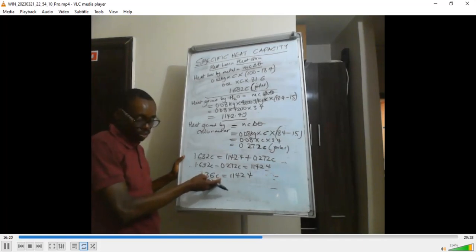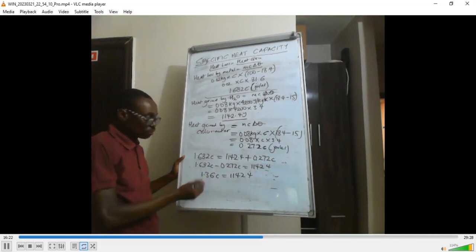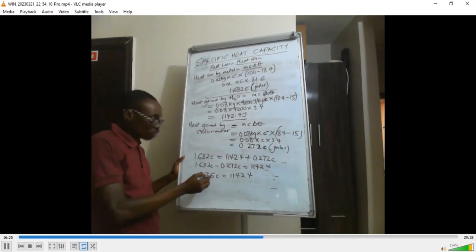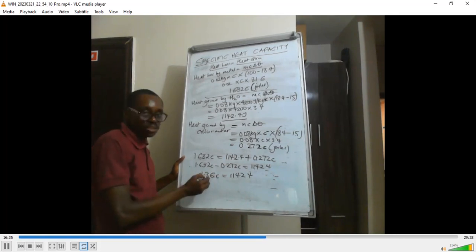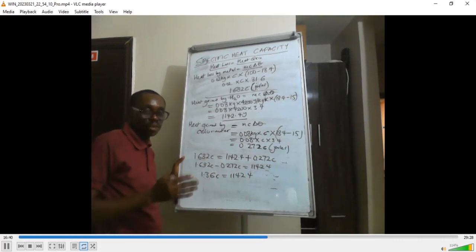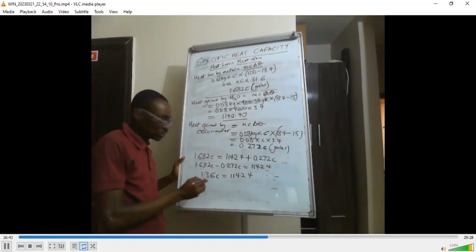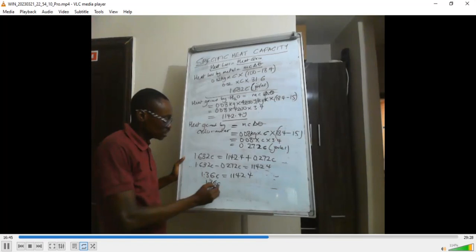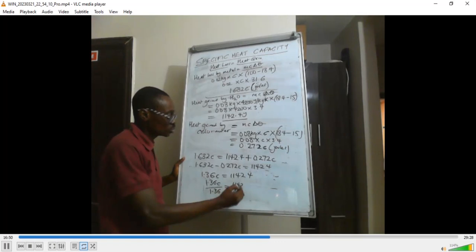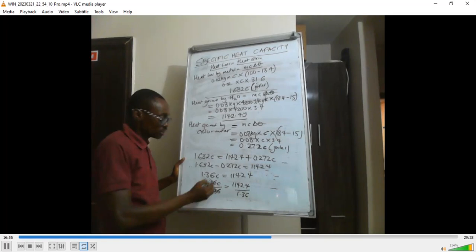How do we solve for C? We have to divide both sides of the equation by 1.36. So you have to do away with this 1.36. This thing is the same as 1.36 times C. So since C is being multiplied by 1.36, to do away with 1.36, you have to divide, do the opposite of multiplication. So you divide it by 1.36. So you have 1.36 C divided by 1.36 equals 1142.4 divided by 1.36. So 1.36 cancels 1.36.